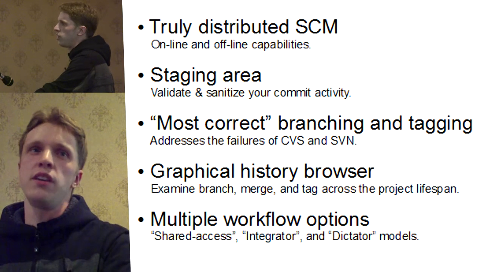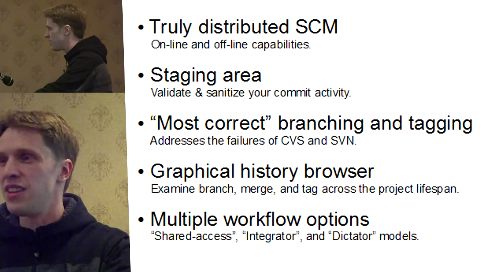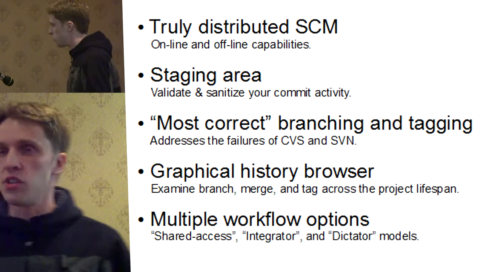Another cool thing about Git is that it offers the most correct form of branching and tagging. Again, if you're familiar with Subversion or CVS, you know it takes a week to plan for a branch and a merge in CVS and a whole day to implement. With Git, it's a matter of minutes. Subversion's idea of tagging is basically a branch. What's the point there? It's incomplete. It's not correct. And Git addresses both of these shortcomings.